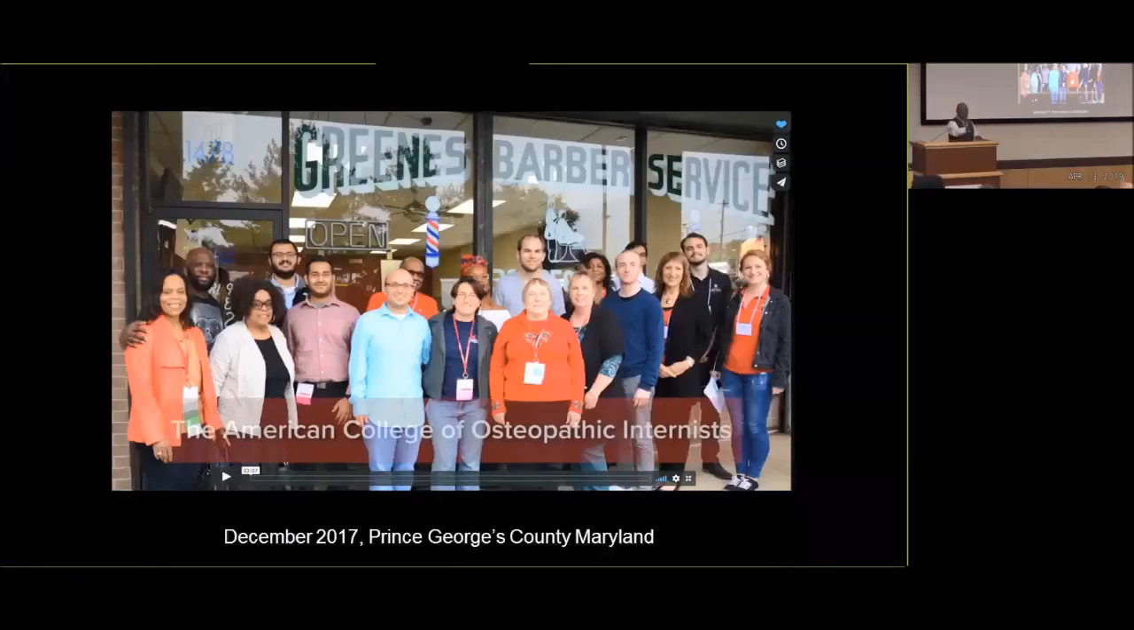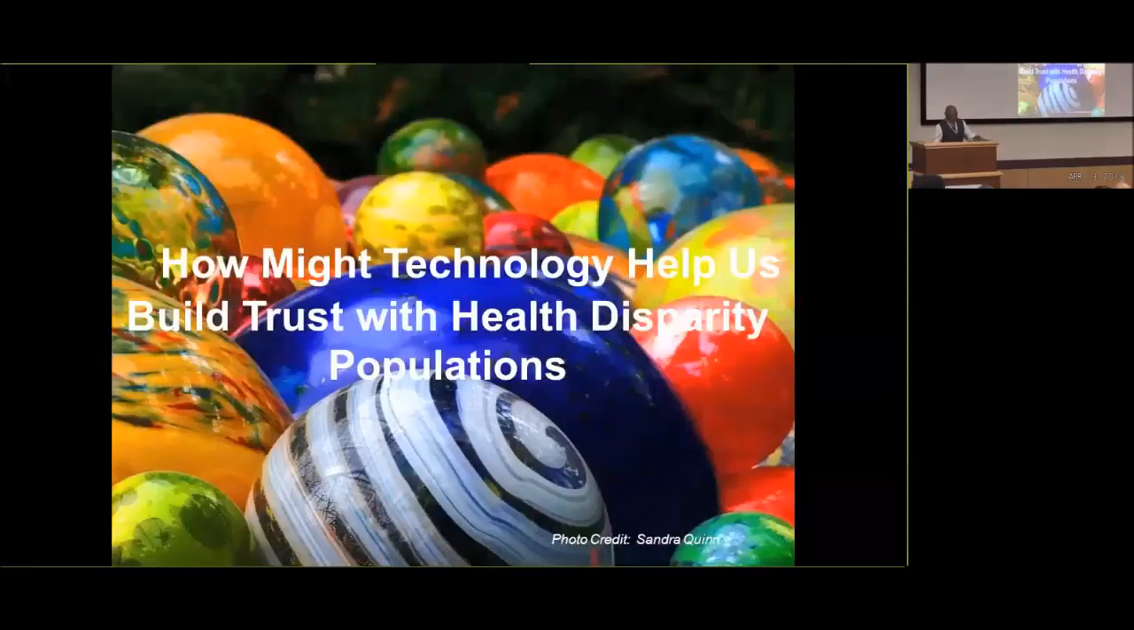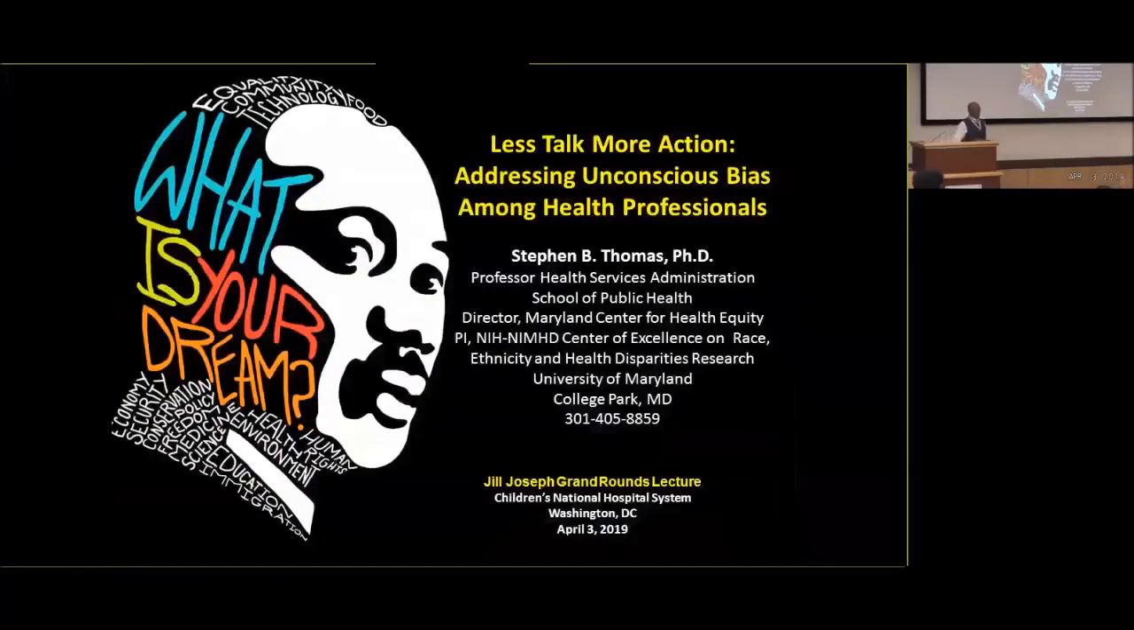We'd love to figure out a way of partnering with Children's Hospital. And then how might technology help us build trust in these disparity populations? If we're not careful, this technology will exacerbate the very disparities we're trying to address.